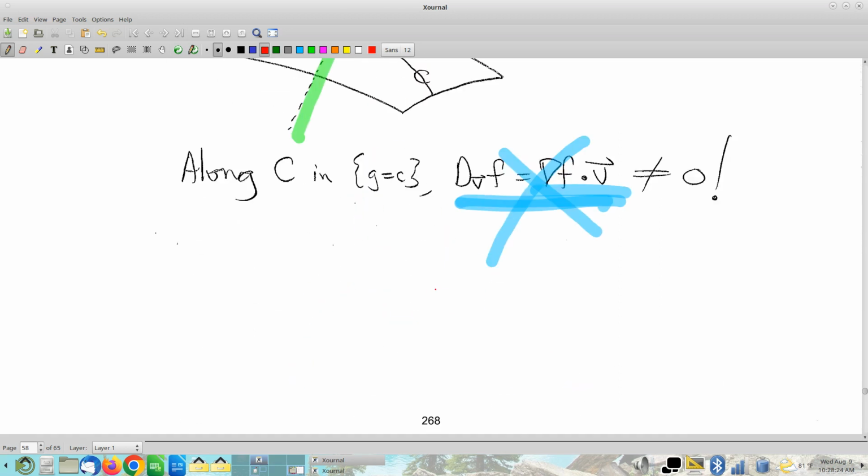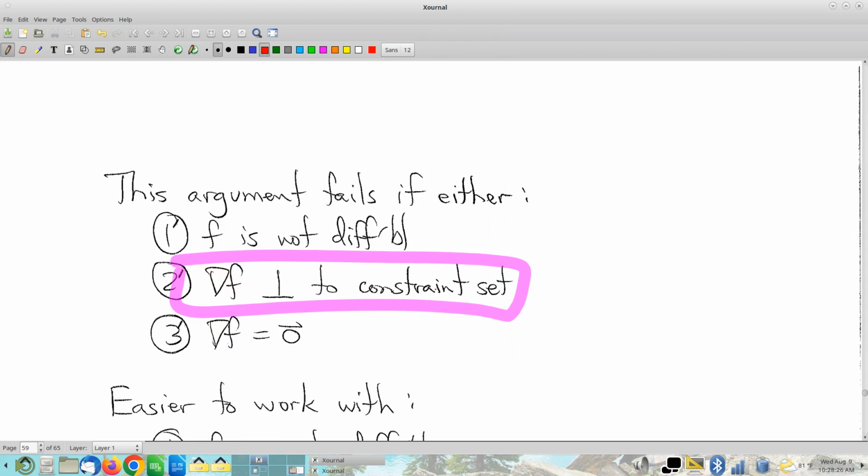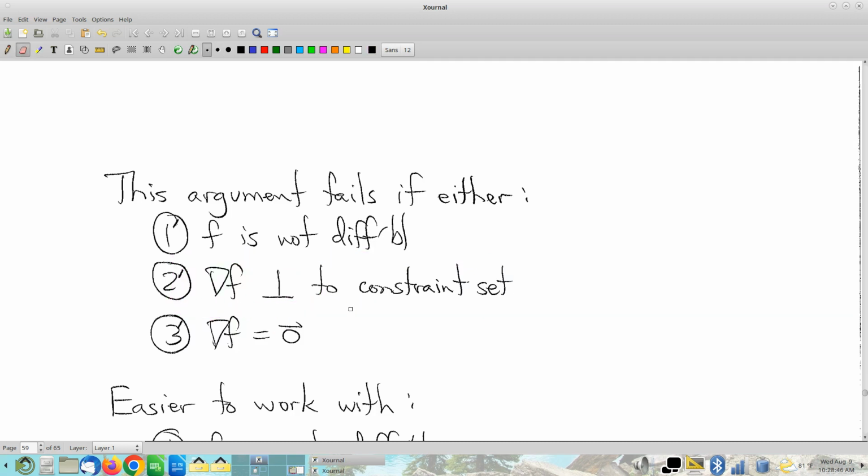So I was assuming, and my argument would otherwise fail, that it's not perpendicular to the constraint set. And if it is, my argument fails. Yeah? Okay. And then lastly, and this is arguably silly, but we have to worry about these kinds of things, I was also assuming the gradient isn't the zero vector. If the gradient of f is the zero vector, then I have no direction to point, and my dot product was going to be zero anyway, and again, the argument fails.